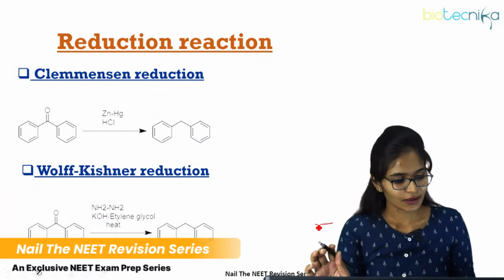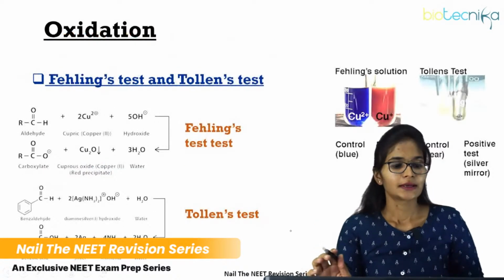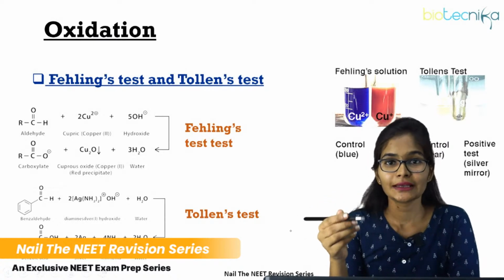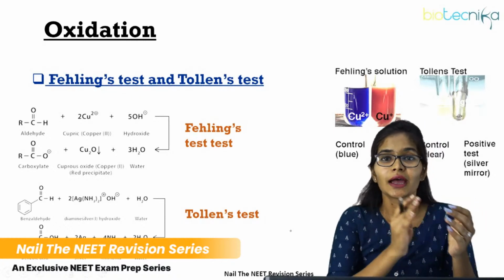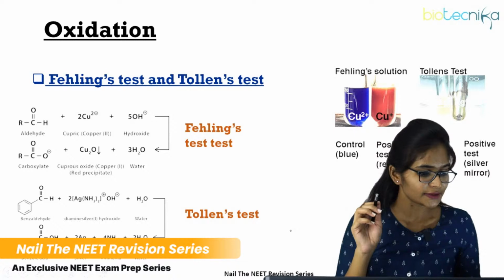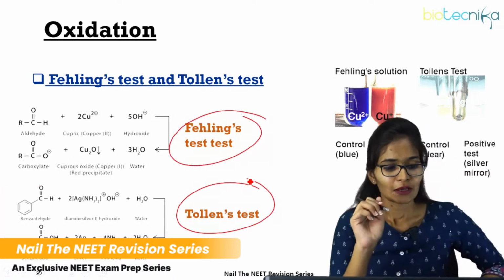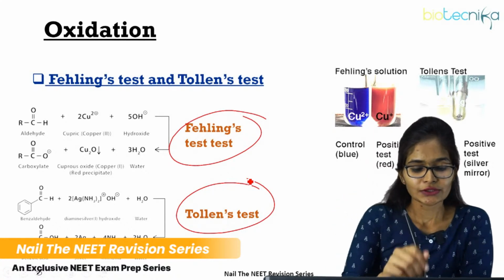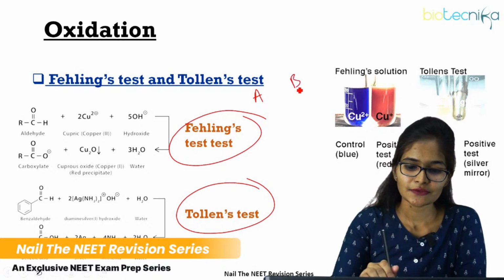Now coming to the next part, which is oxidation. The oxidation tests we can do for aldehydes and ketones mainly let us distinguish aldehydes and ketones separately. For aldehydes we can prefer two tests: one is Fehling's test and another is Tollens' test. Coming to the first, Fehling's test, there will be two solutions: Fehling's A and Fehling's B.